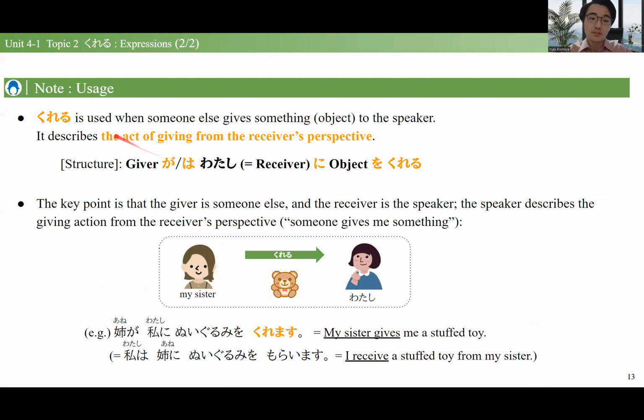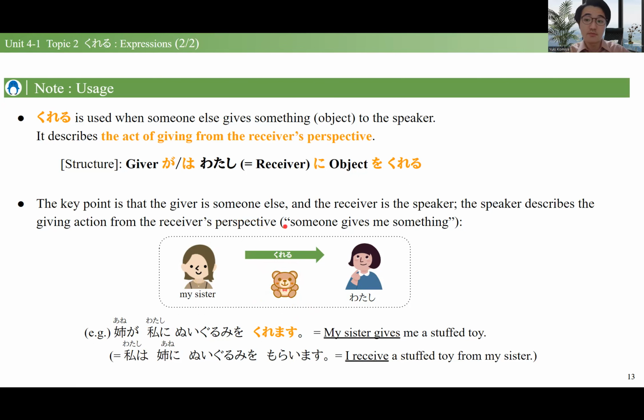So once again, the くれる structure is giver が私 meaning receiver に object をくれる. So if you see that in the diagram, somebody gives you something. So an item that comes toward you. This is a giving action seen from the receiver's perspective. So this situation can be written as 姉が, my sister, 私にぬいぐるみをくれます. My sister gives me a stuffed toy. くれます. Of course, that's the giving action.